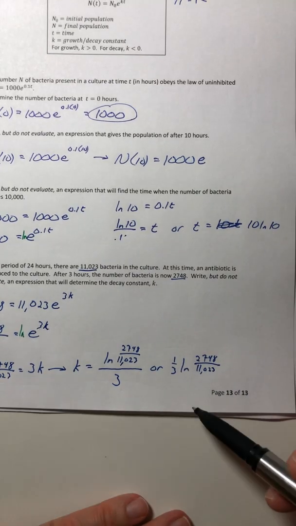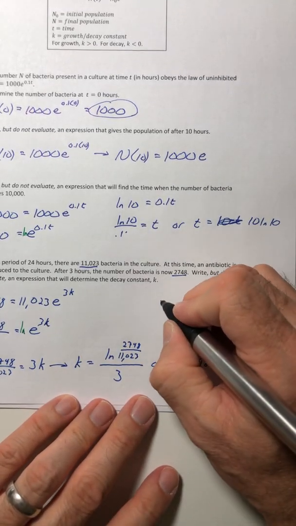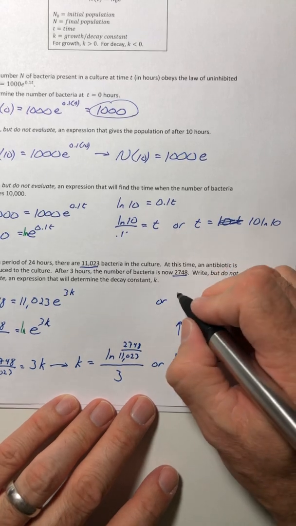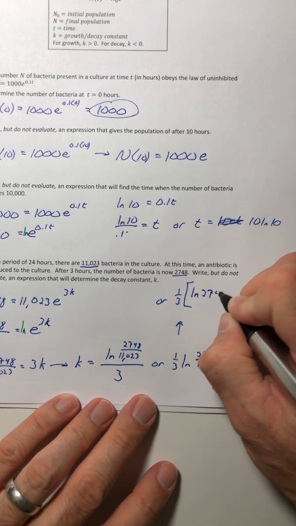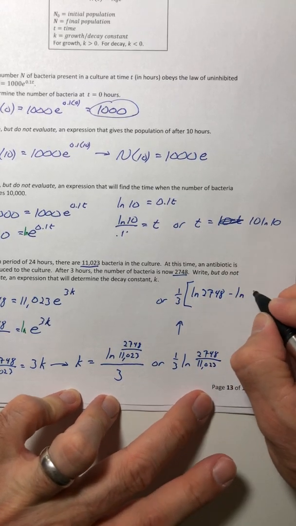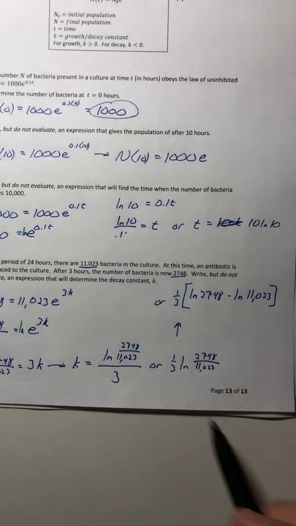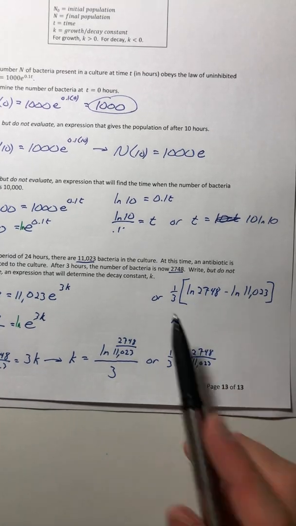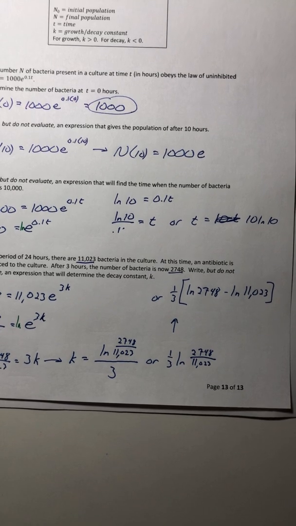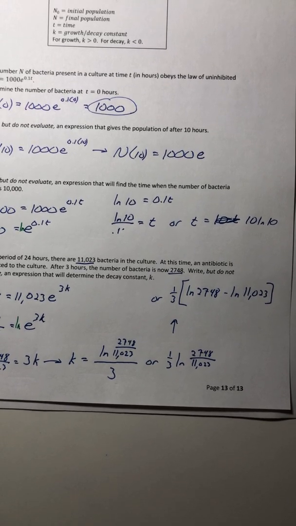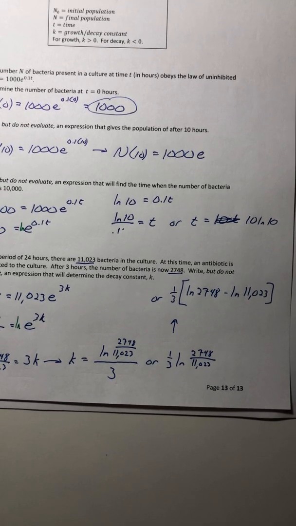Sometimes the book likes to write things in a different way. And if you wanted to, you could split that ln up with subtraction. You could do the same thing here. You just have that expression over 3. So there's a few ways you can write it. You just got to be aware of what you can do.